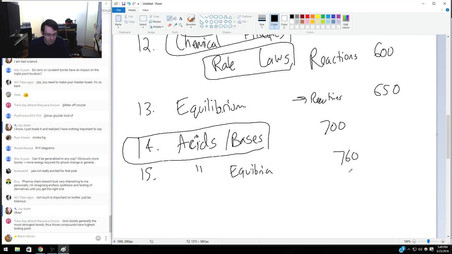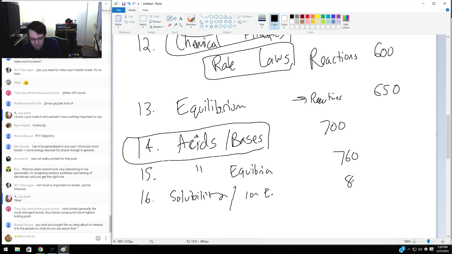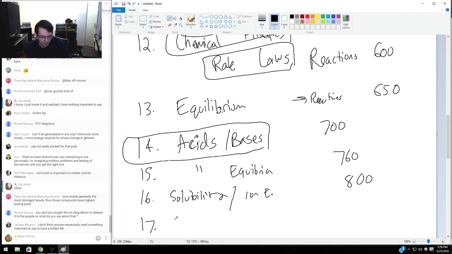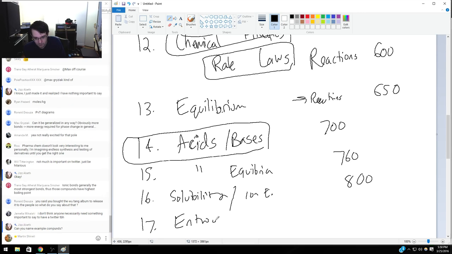Some of these are going to be pretty dry. More on solubility and ion equilibria. This hopefully gets us to 800. It's a short chapter, but it'll get us to about 800. Then on chapter 17, we learn entropy. So the important concept gets us to about 850.